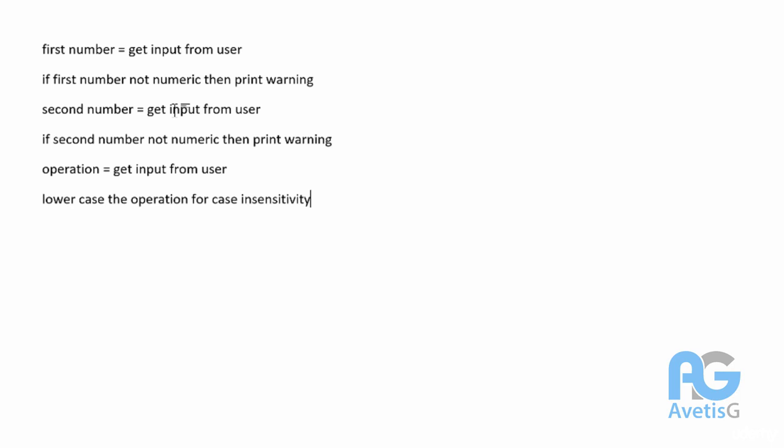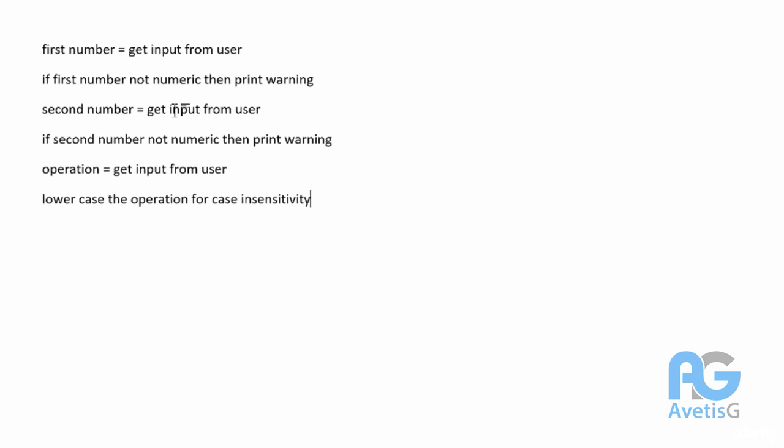Then I say second number equals get input from user. Pretty similar thing. I say if second number not numeric, then print warning. Then at the end I say operation equals get input from user. So once again we're getting it from the user. And then remember the case insensitivity thing that we agreed with the client or our employer in the acceptance criteria. So that's what we're doing here.